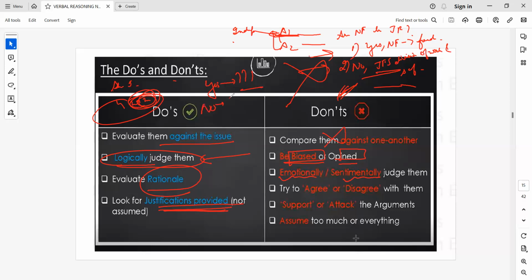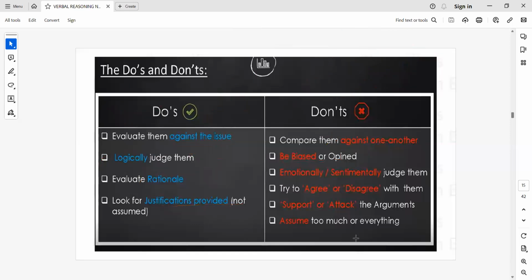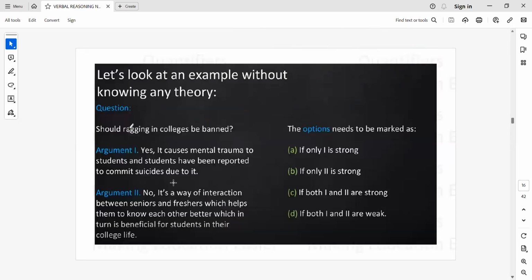In case it is saying no, what is the reason behind it? Is it even logical? So these are some of the do's and don'ts that you need to consider here in the case of arguments questions, right? Let's see. So this is one of the questions.